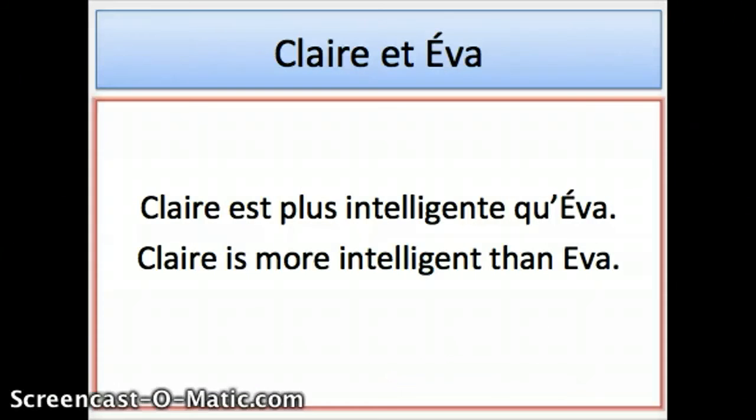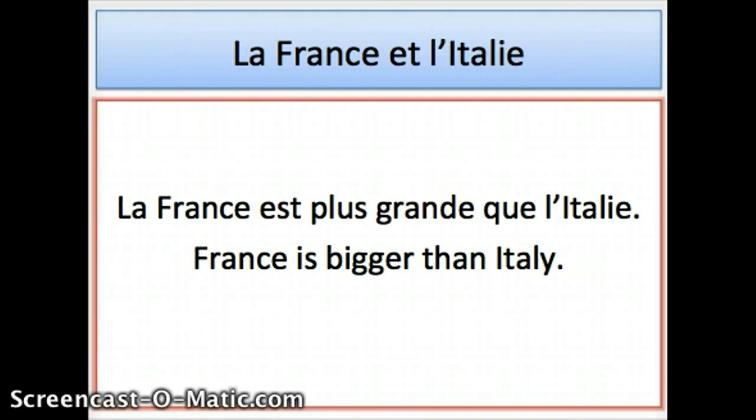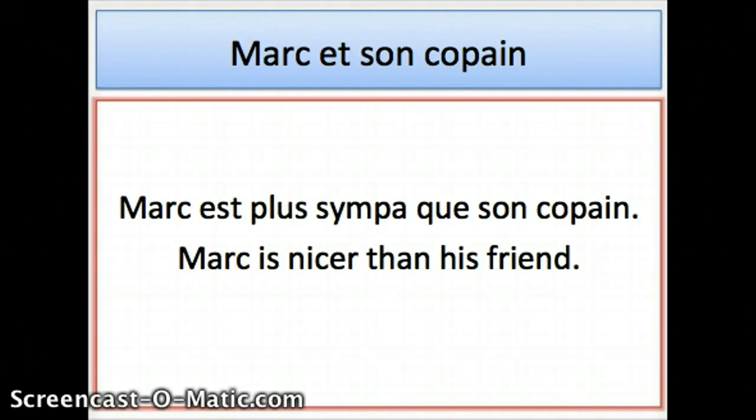All right, so here's your first example. We're going to compare Claire et Eva. Claire est plus intelligente qu'Eva. Mes parents et moi. Mes parents sont plus âgés que moi. La France et l'Italie. La France est plus grande que l'Italie. Marc et son copain. Marc est plus sympa que son copain.